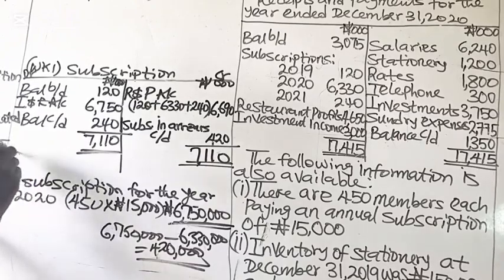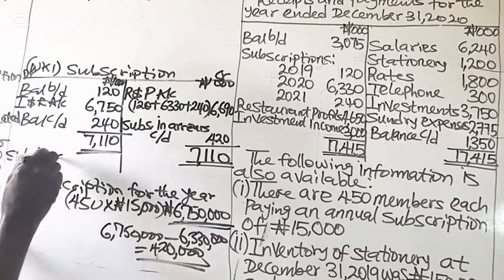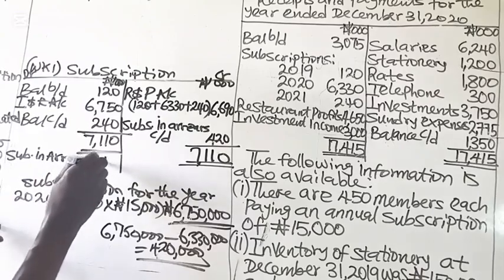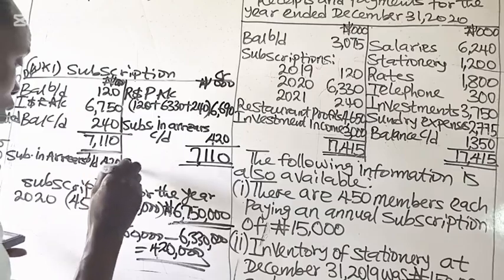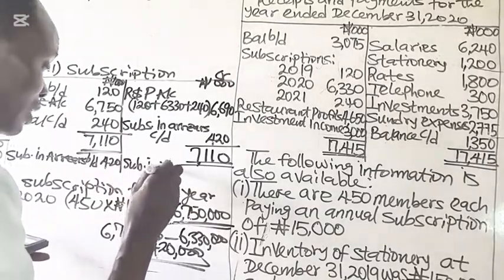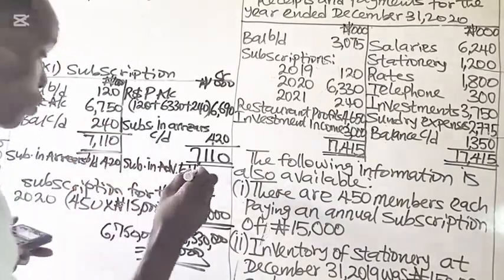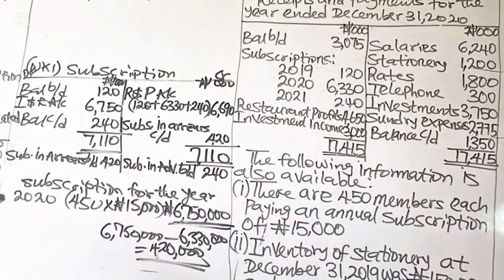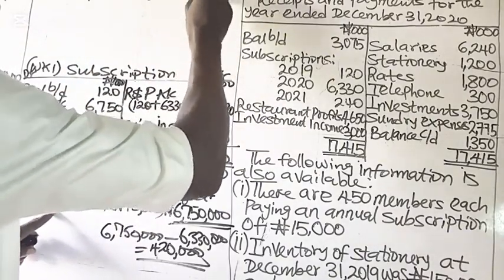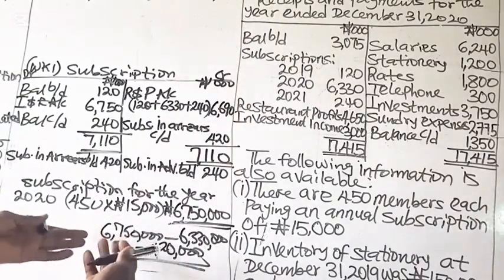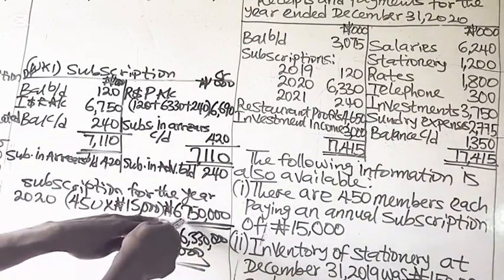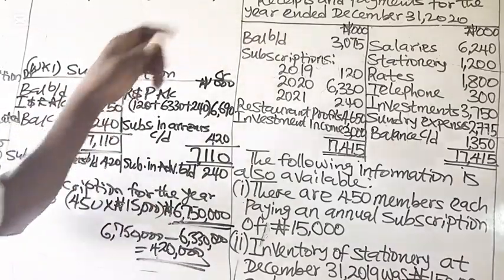Subscription in arrears brought down, which is 420. That means this will appear under current asset. Subscription in advance brought down, 240, will be used as current liability. So the subscription that will appear in income and expenditure account is 6,750. I've told you the amount meant for the year is what will appear, and if you go by this working, you will see that the amount meant for the year is 6,750,000, and that is the amount reported in income and expenditure account.